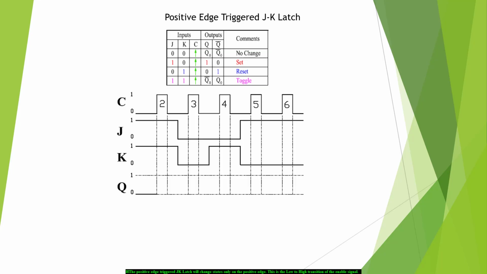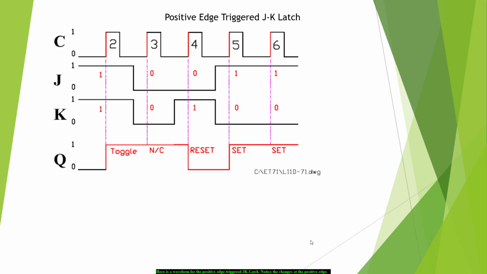The positive edge triggered JK latch will change states only on the positive edge. This is the low to high transition of the enable signal. Here's the waveform for the positive edge triggered JK latch. Notice the changes at the positive edge.